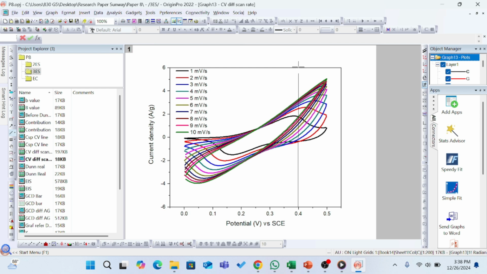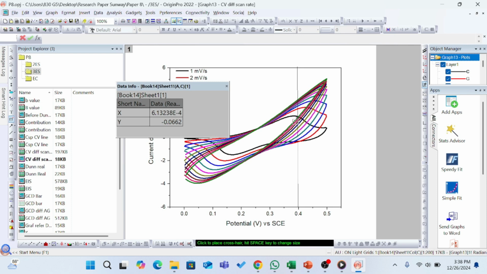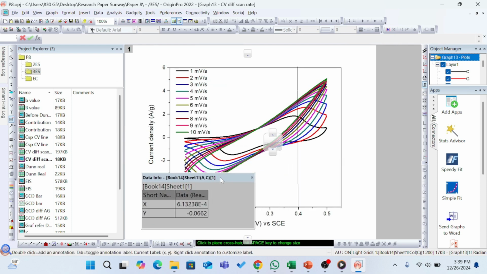So make sure the line is almost as straight as possible. Okay, then what you need to do, click here. We got the data reader. Yeah, we got here the annotation. Let's click here and read the first one. This box, click here.